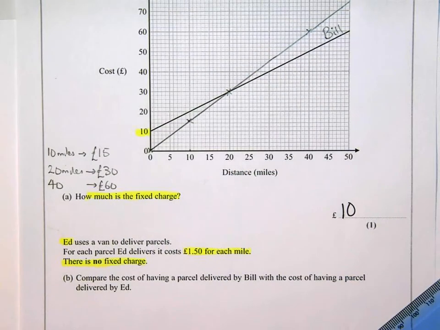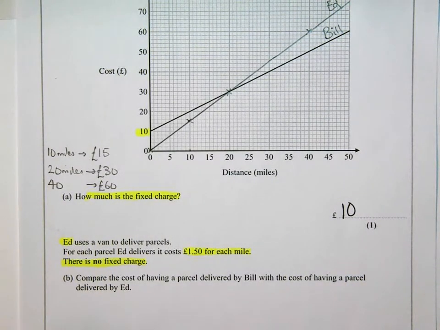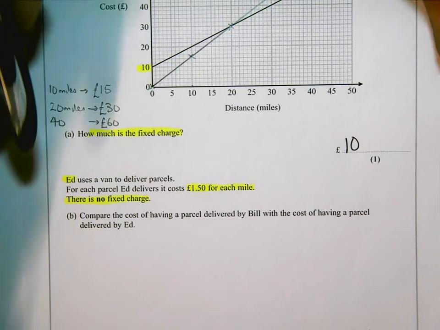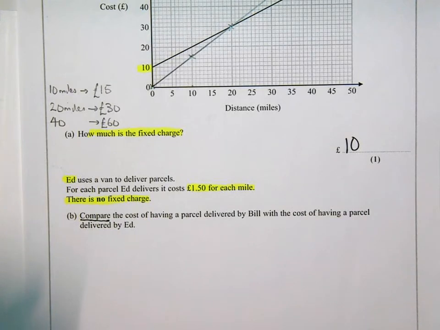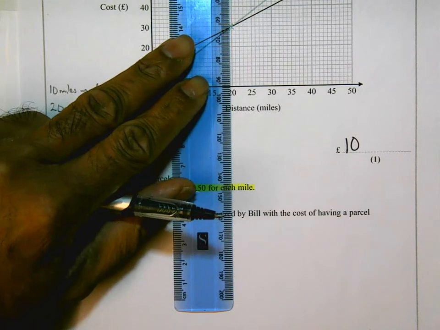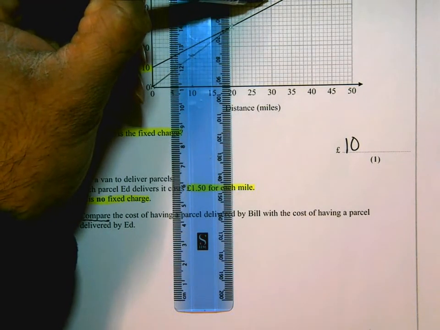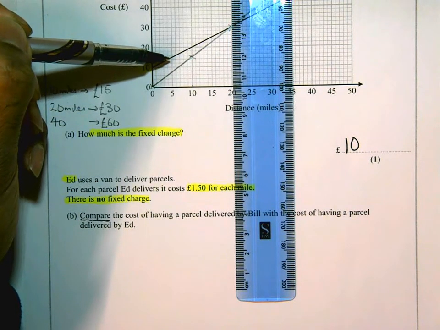Now we need to understand what that means. Before I continue, I should say that the line at the top is Ed's. I'm going to go back down to the bit for my writing and compare the cost. What I noticed is that if a package was going to be delivered more than 20 miles, Ed was going to be more expensive. His line is above Bill's line. If a package is delivered for less than 20 miles, Ed is cheaper than Bill. So that's what I'm going to say in my comparison.